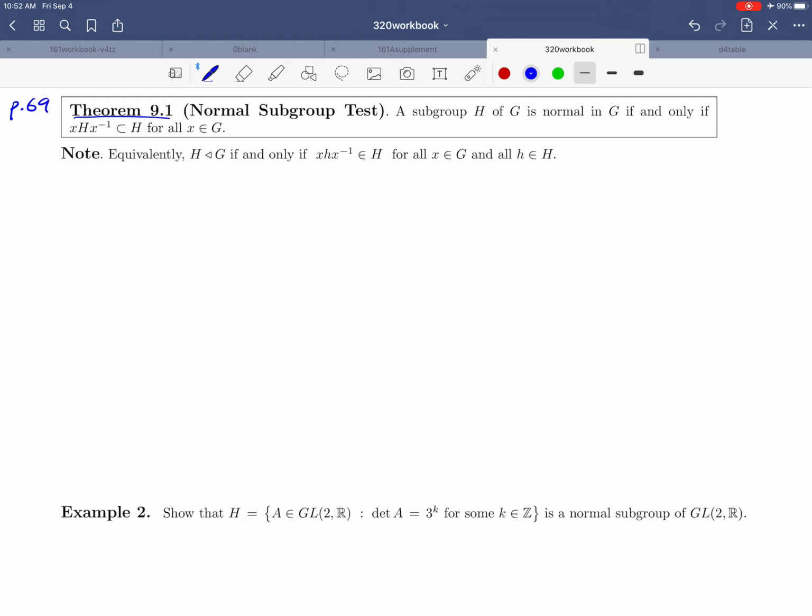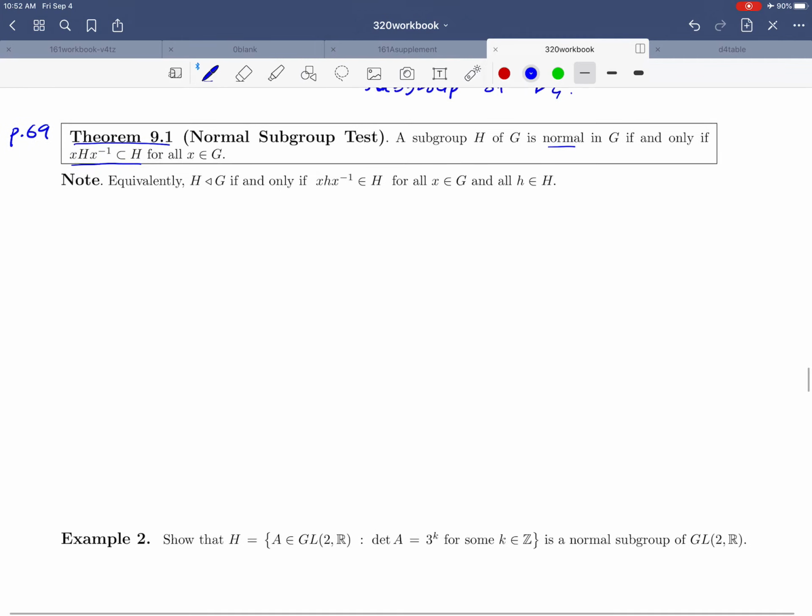Okay, let's take a minute just to read this together. It says that a subgroup H of G is normal in G if and only if this condition is satisfied: X times H times X inverse is a subset of H for all X in G. Now, where does that condition come from?